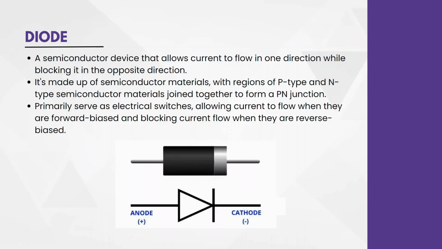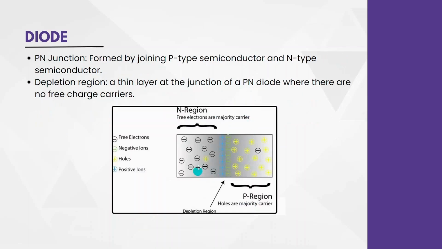Inside a diode, there will be a junction called a PN junction because we will use both P-type and N-type semiconductor material. As discussed earlier, it is mainly used as electrical switches that allow current in only one direction, that is when it is forward biased, and blocks when it is reverse biased. So here you can see a PN junction. In P, positive charges or holes are excessive, and in N, negative charges or the electrons are excessive.